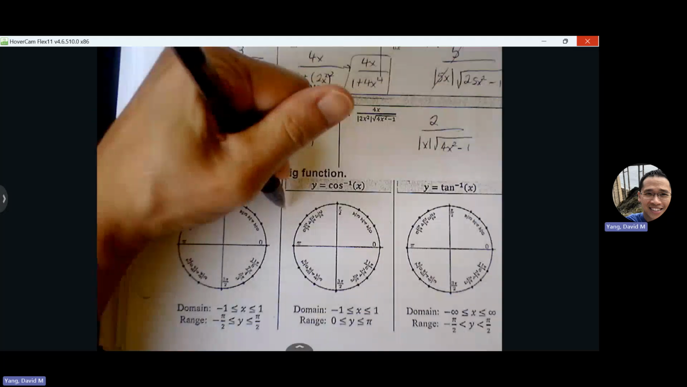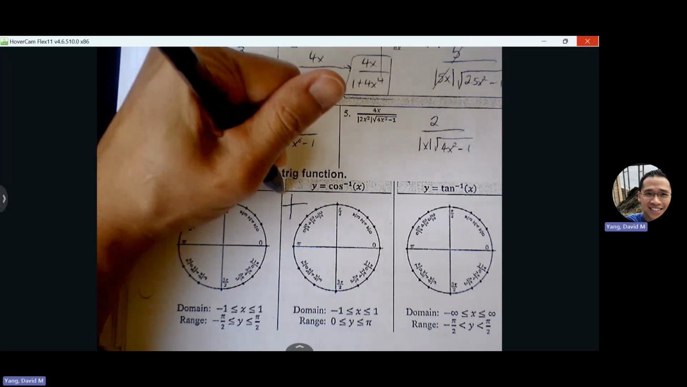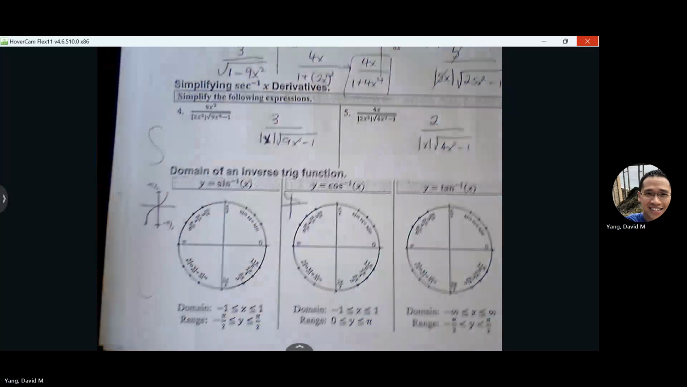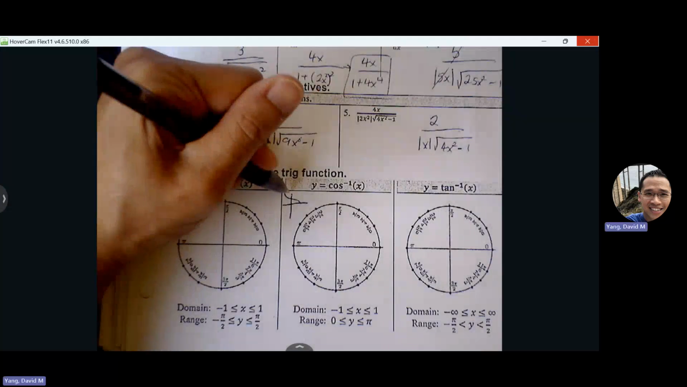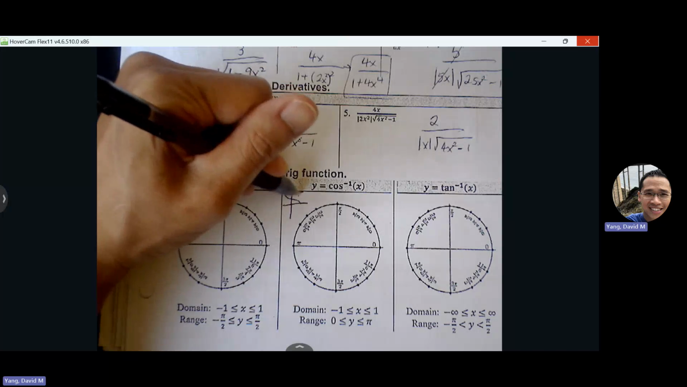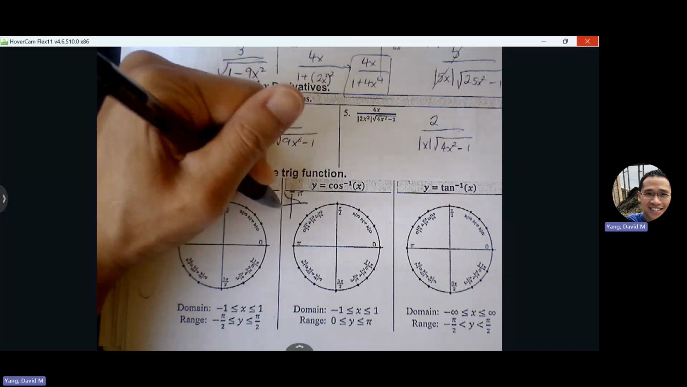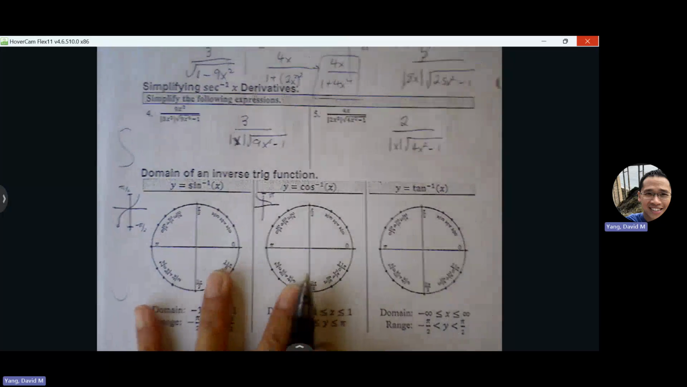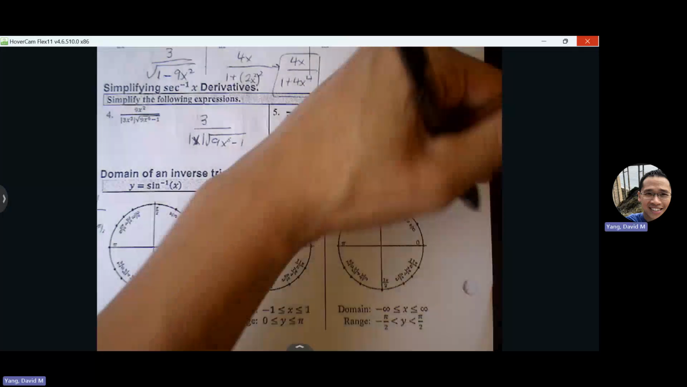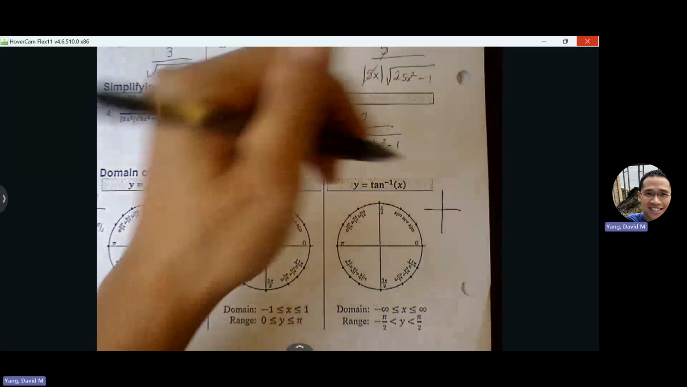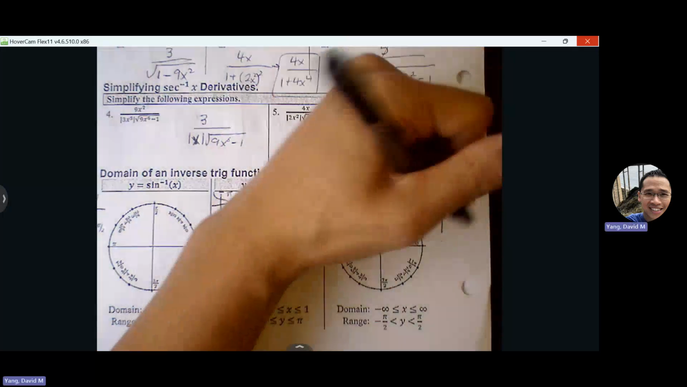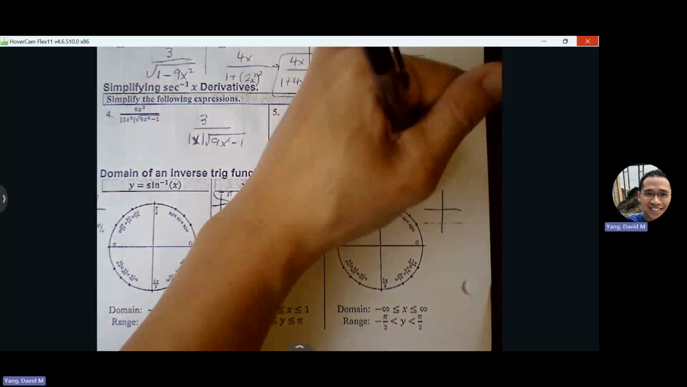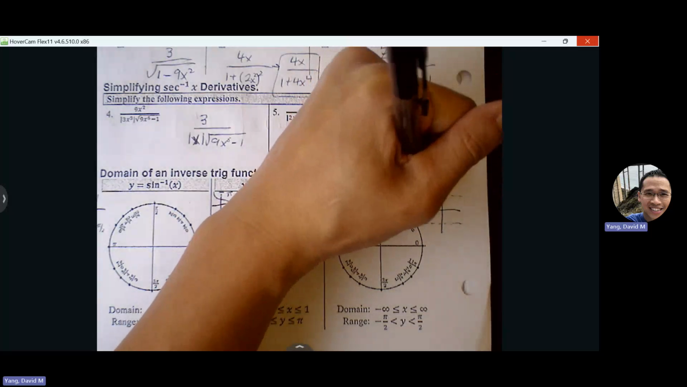Inverse cosine function looks something like this. From 0 to π is the range, and then from -1 to 1 is the domain. And then inverse tangent, instead of vertical asymptotes, now we have horizontal asymptotes at -π/2 and π/2.